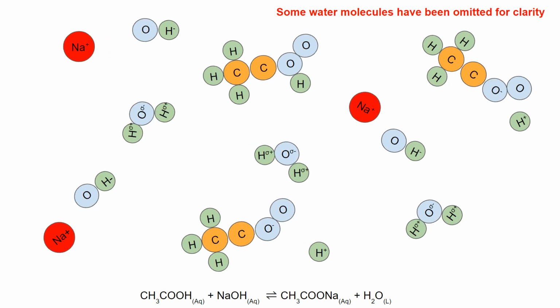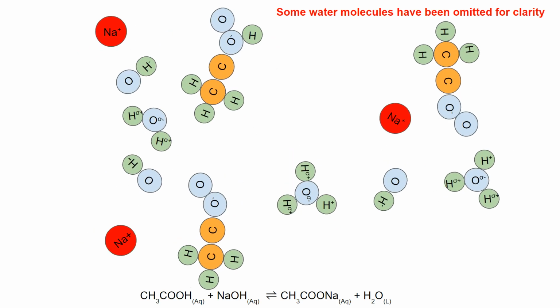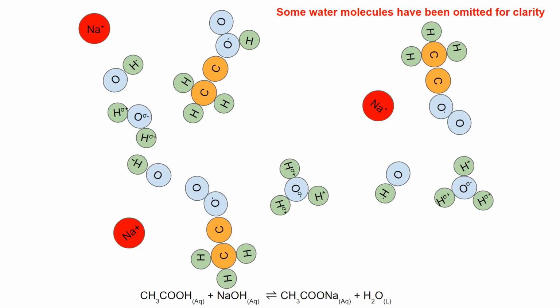When the two solutions are mixed, we observe that ethanoic acid, more commonly known as acetic acid, dissociates only partially to form CH3COO- acetate ions and H+ ions, which react with water to form H3O+ hydronium ions. Whereas NaOH ionizes completely in water to form Na+ and OH- ions, as it is a strong base.